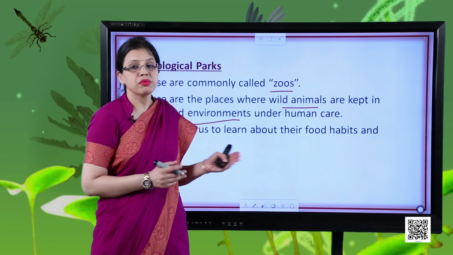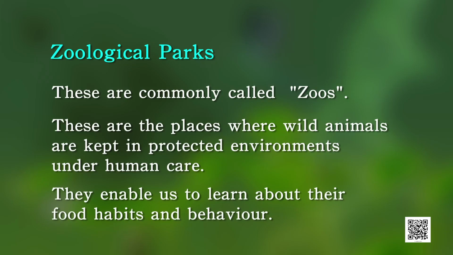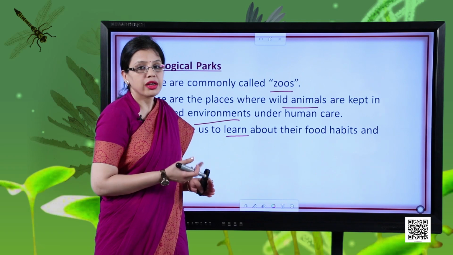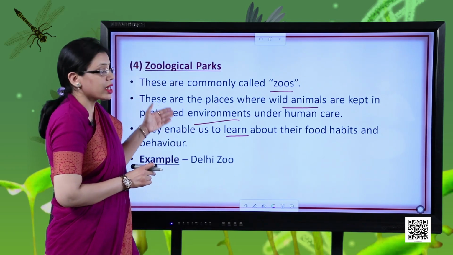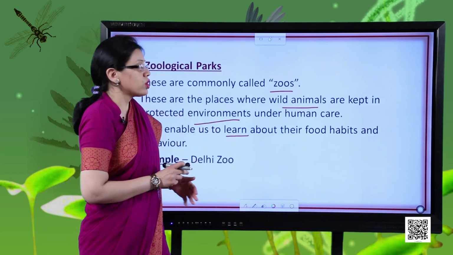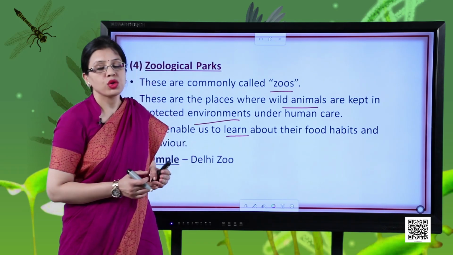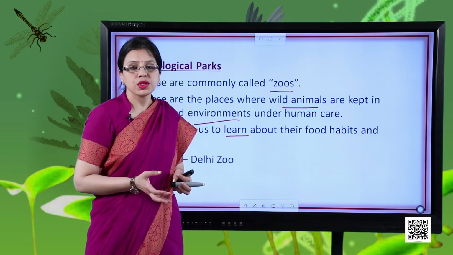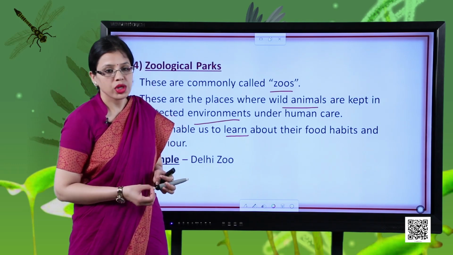Once we do that, it helps us in many ways. By doing this, we can preserve the animal, and at the same time we can also learn about their food habits and behavior, and we can also study the features of the animals. So this is how it helps us in taxonomy. That is why we have placed it under taxonomical aids. One example of a zoo in Delhi is the Delhi Zoo. So zoological parks are very important taxonomical aids, using which we can study the features of animals, their behavior, and their food habits.